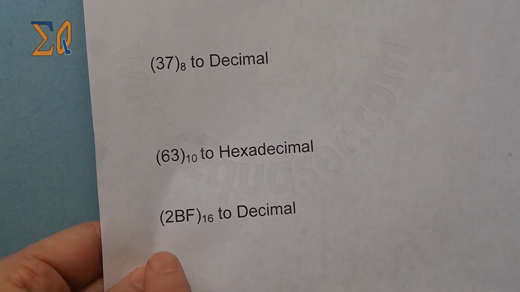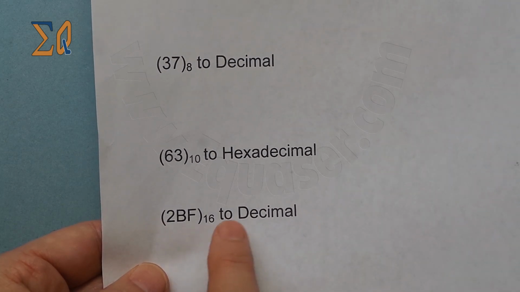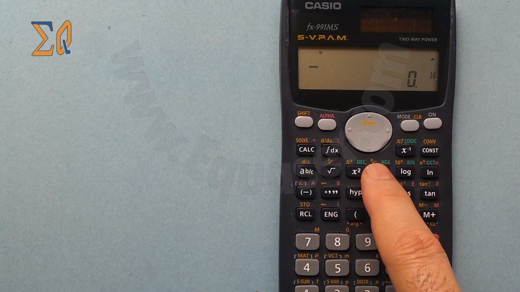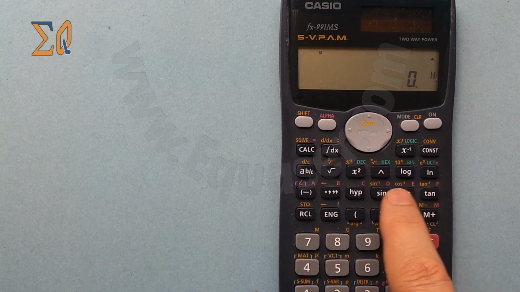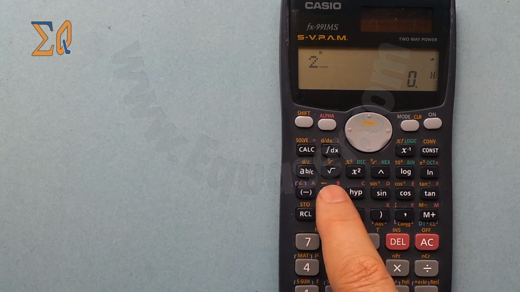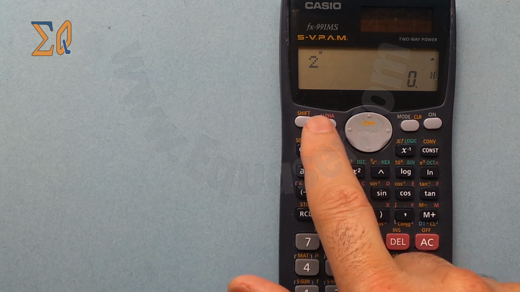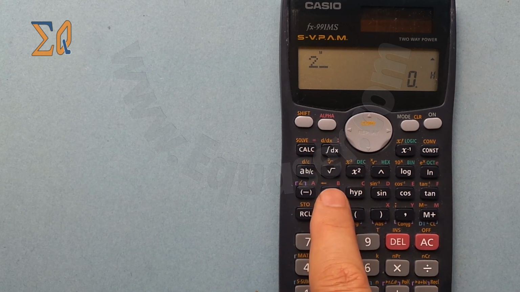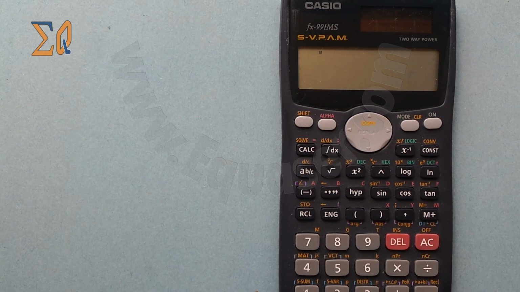Now let's convert 2BF base 16, which is hexadecimal, to decimal. First we go to hex mode. Remember, when you go to hex mode, all these buttons are available, so you can enter and get the value. I press 2 and then B, I press it directly. When you go to base mode, you don't need to press shift or any of these buttons to activate them. As you can see, for decimal, I don't press anything. They are already activated. 2, B, and then F. After that, press the equal sign.